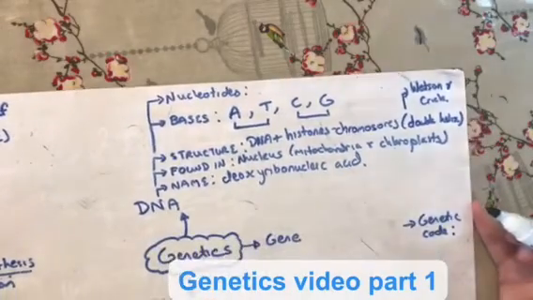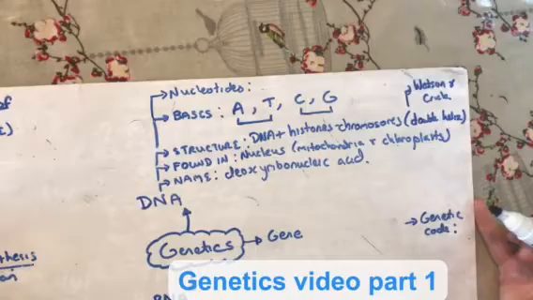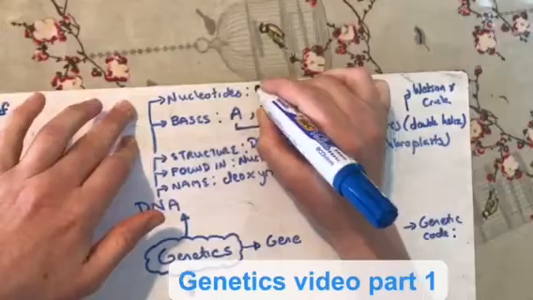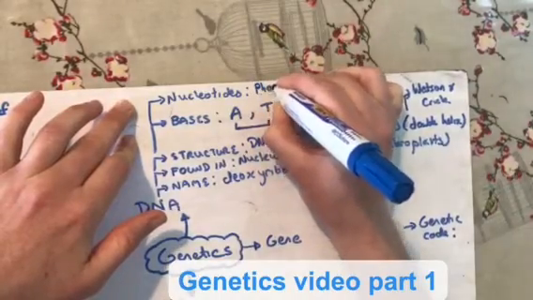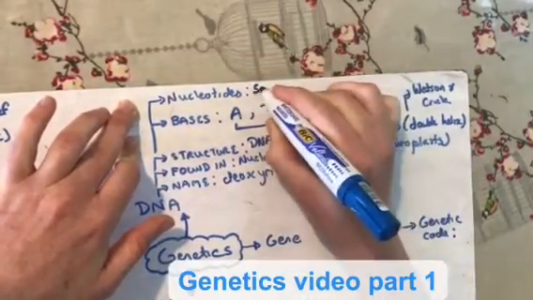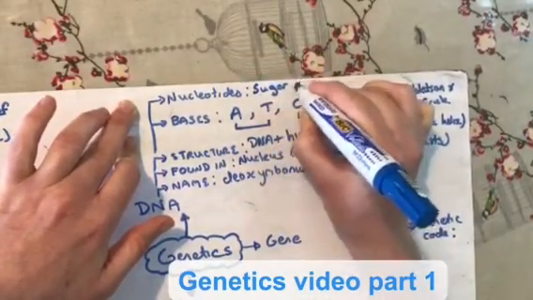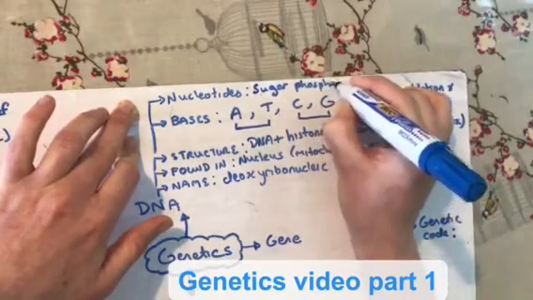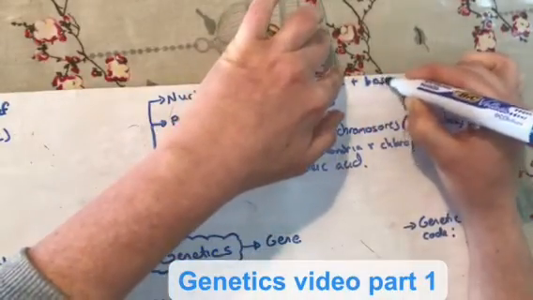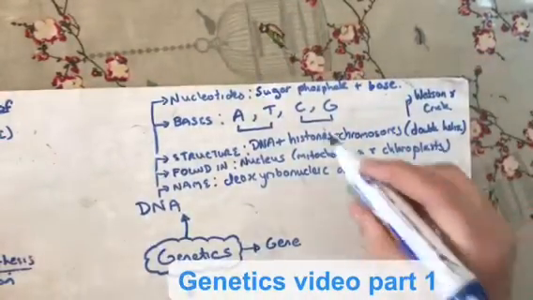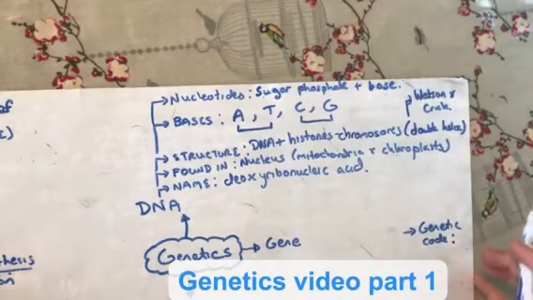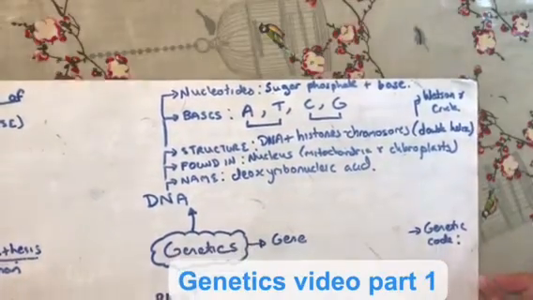Now your nucleotide. Nucleotides, girls, are the basic building blocks of DNA. So that is your sugar phosphate backbone, plus your nitrogen containing base. So your nucleotides are made of your sugar phosphate backbone plus your base, and that's essentially the building block, the most basic structure of DNA, all right?